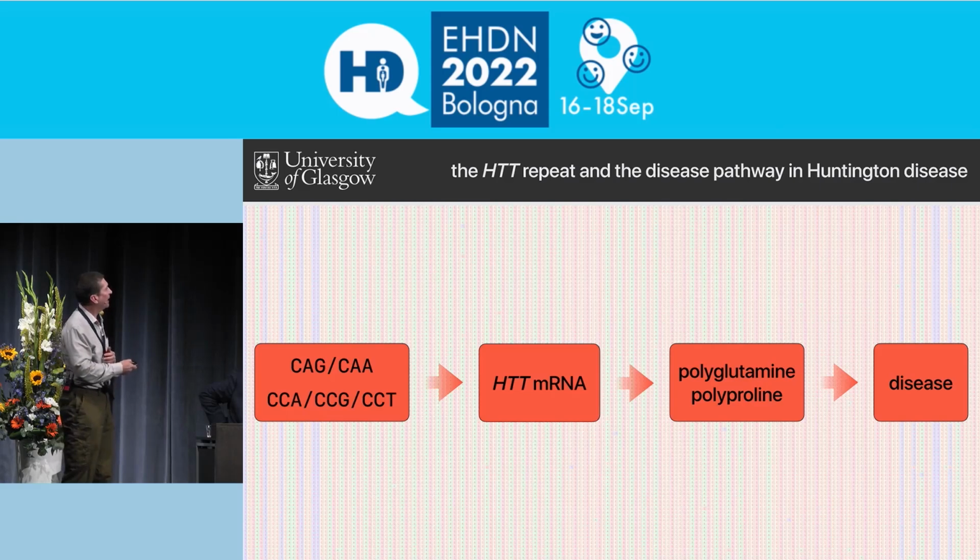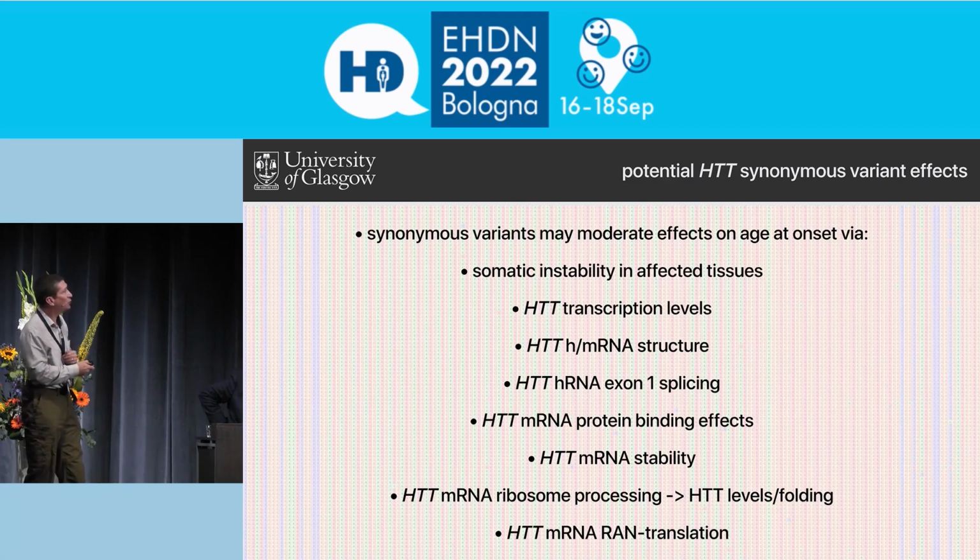So we need to be thinking now not just about the CAG, but the CAA, but also about the composition of that downstream proline region and how that then affects the protein, in terms of not just the polyglutamine but the polyproline, also potential effects on mRNA, and how that ultimately impacts on disease. And again, lots of potential things could be going on here.